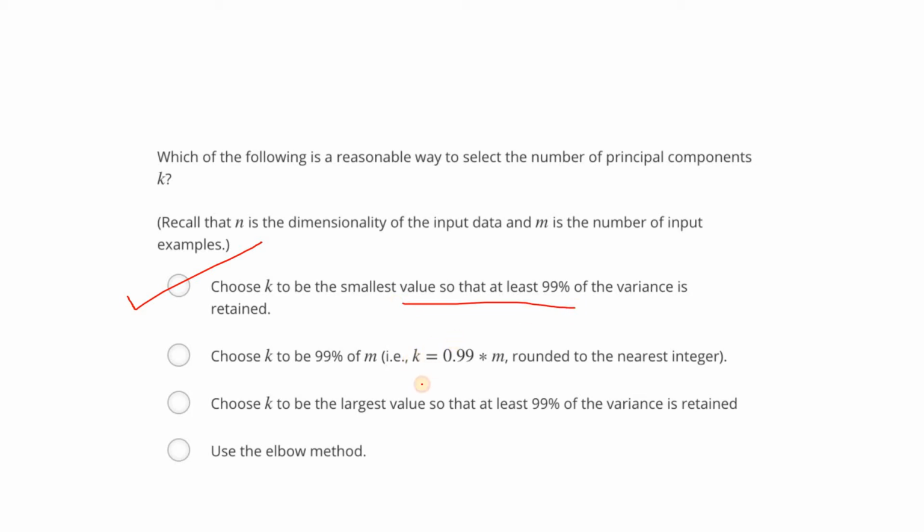Okay. Obviously, no doubt the option B is wrong because selecting number of dimensions for the reduced space has no relationship with number of records present in our data, right? And here, obviously, so this option will go wrong. Then, choose K to be largest value so that 99% of variance is retained, or choose K to be the smallest value so that at least 99% of variance is retained.